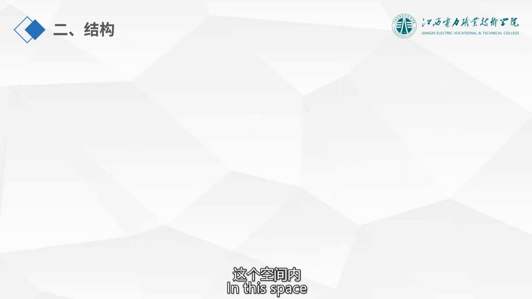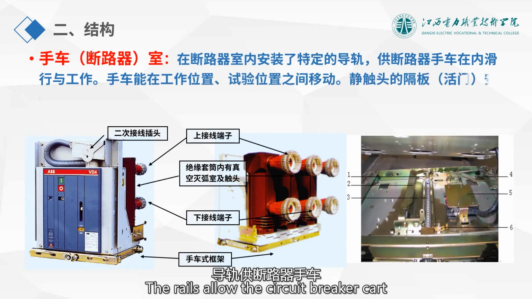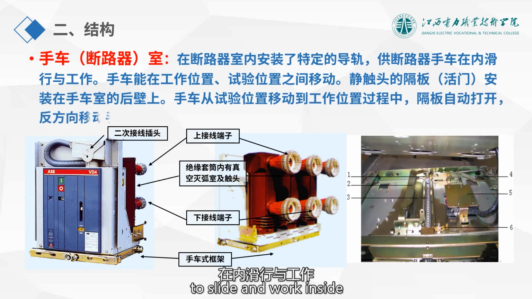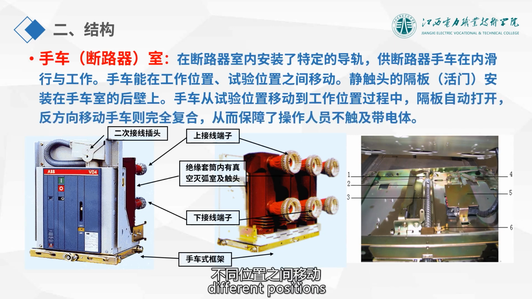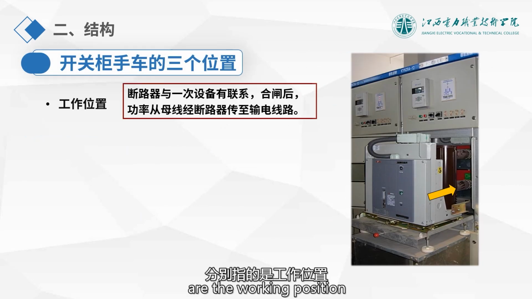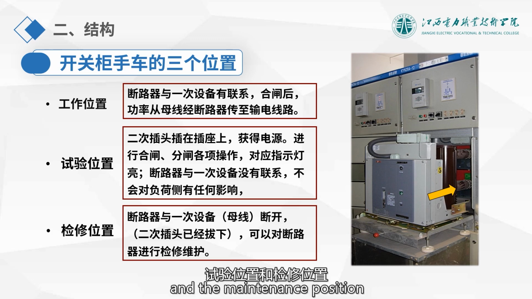In this space, specific rails are installed. The rails allow the circuit breaker cart to slide and work inside. The cart can move between three different positions for easy maintenance of the circuit breaker. These three positions are the working position, the testing position, and the maintenance position.